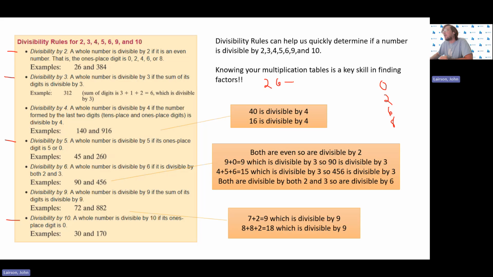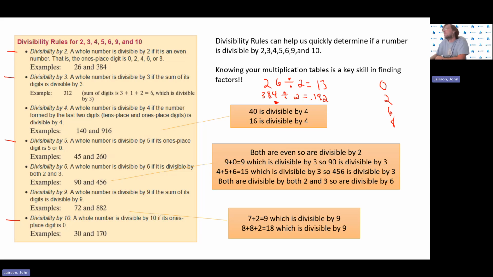I know this, so I know that when I take 26 divided by 2, it's going to be a whole number, which is 13. When I look at 384, this also ends in an even digit. So I know 384 divided by 2 is going to be a whole number. This one I can't do in my head. I probably could, but if I took a second, 384 divided by 2 is 192.